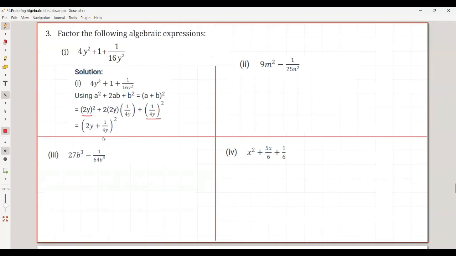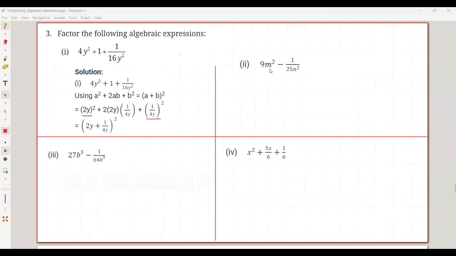Okay. So many questions we have done like this. That's why I'm just showing the answer. I'm just explaining it. We have many questions based on this. Now the second one, 9m square minus 1 by 25n square.